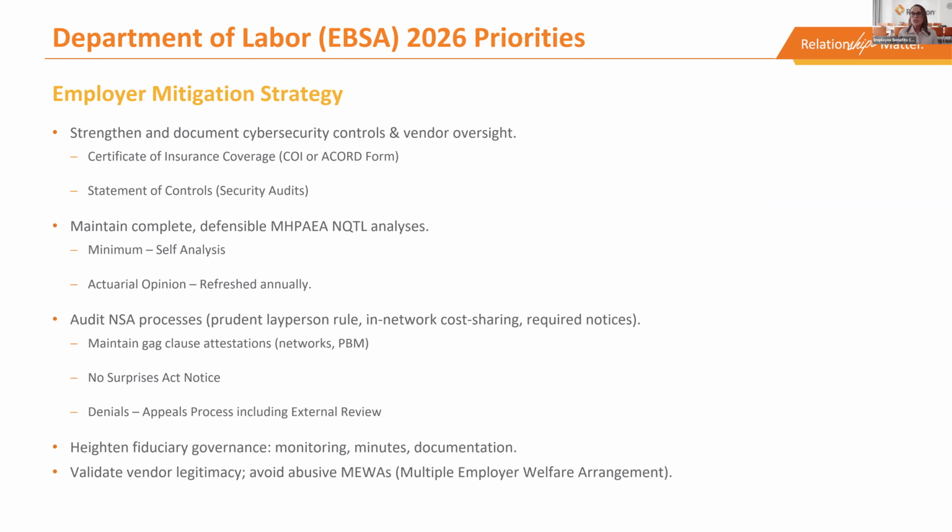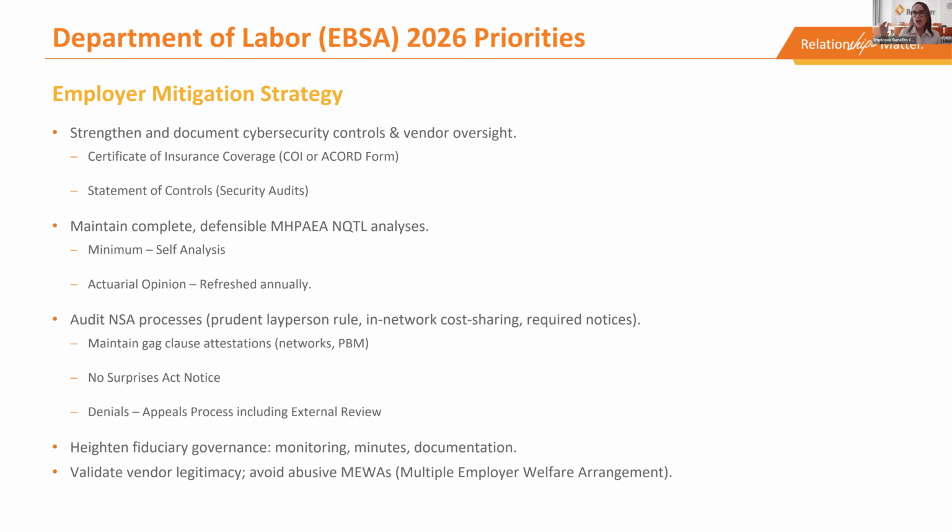Now, let's talk about some mitigation strategies. Again, with respect to the HIPAA and vendor oversight that is required, I know you'll all have your business associate agreements in place with your vendors, but on an annual basis, it is really important that you obtain the certificate of insurance coverage, the COI or Accord form, from those vendors so that you know that they have the required insurance coverage, including cybersecurity, and knowing what those limits are.